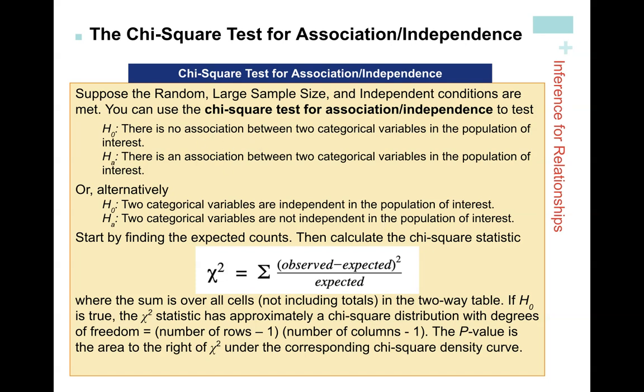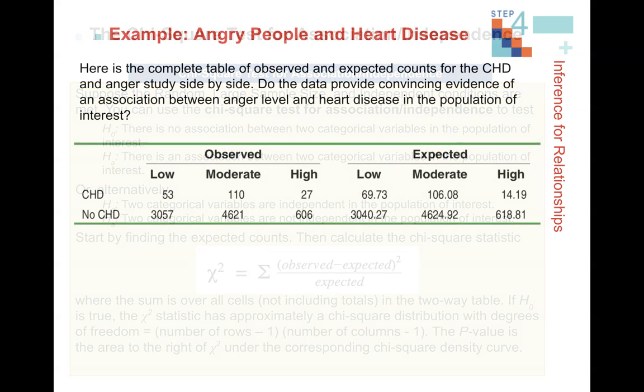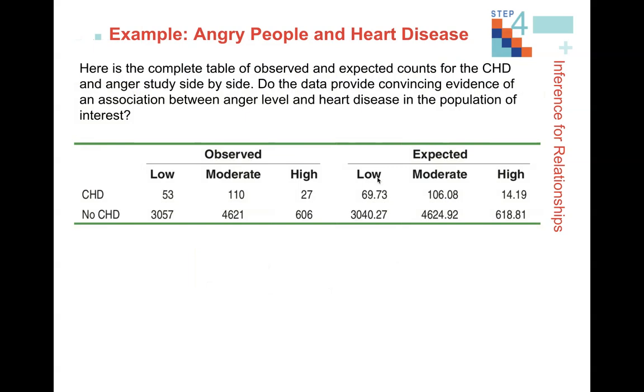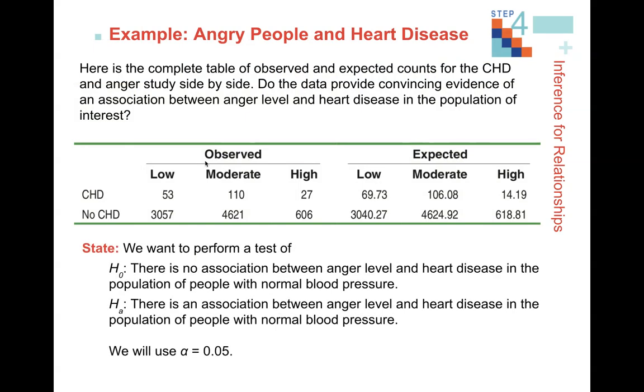Again, DF is rows minus 1 times columns minus 1. Then the p-value is the area under the chi-square density curve to the right. That's always a right tail question. All right, so there's your observeds, there's your expecteds: row total times column total divided by total.